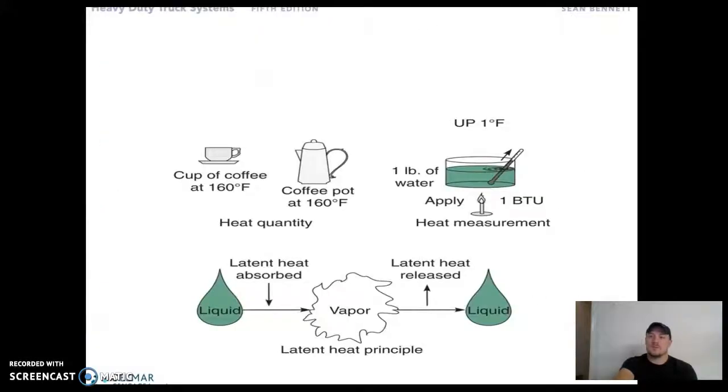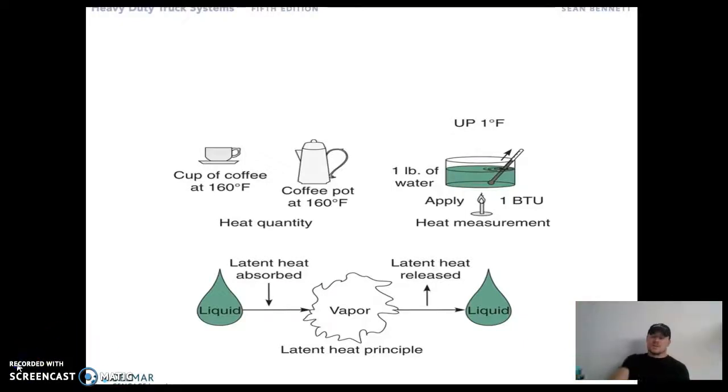All right, so visual examples. Let's look over here. Right here is a visual example of a BTU: the amount of heat necessary to raise 1 pound of water by 1 degree Fahrenheit. So if you didn't catch that the first time, your latent heat is the amount of heat that is absorbed when taking a liquid to a vapor, or the amount released when taking a vapor to a liquid.